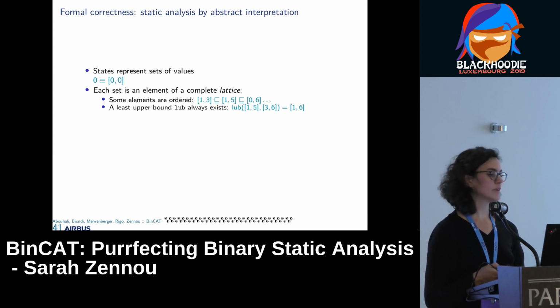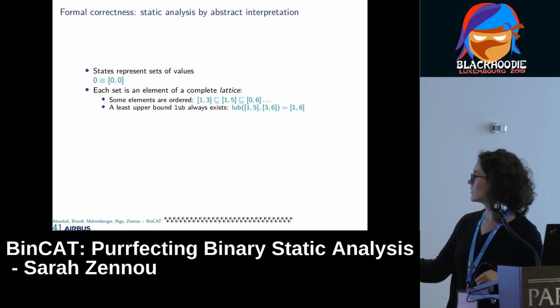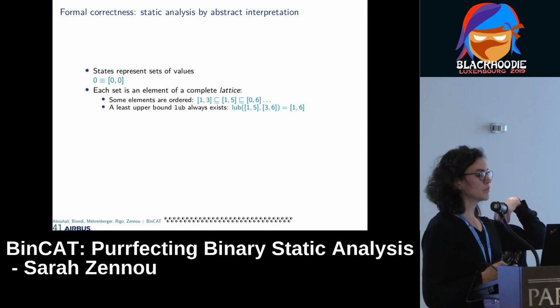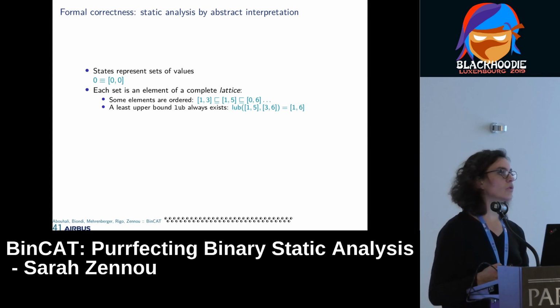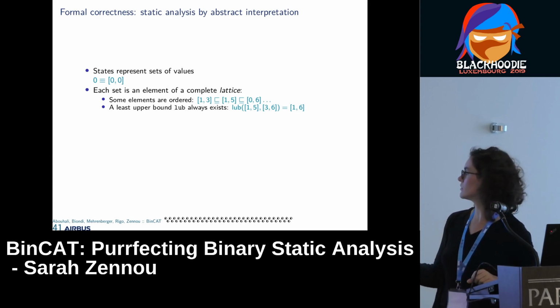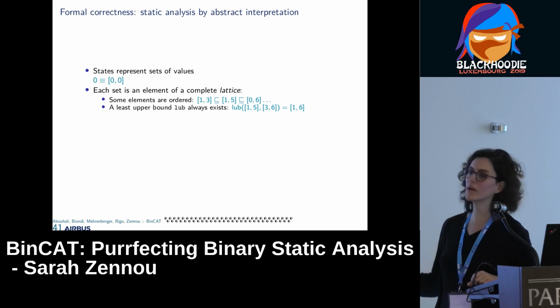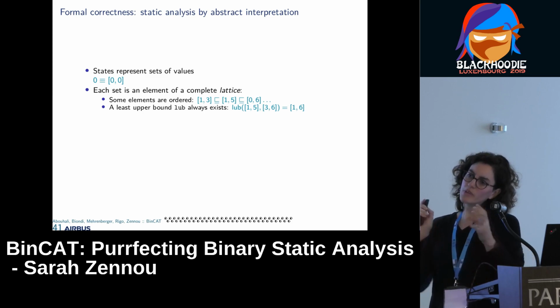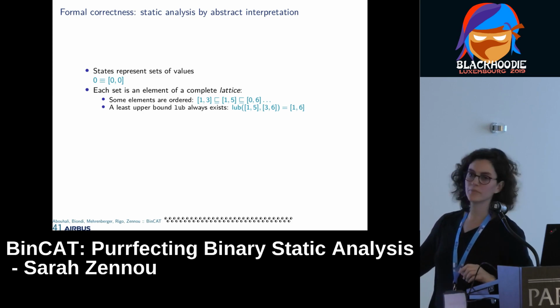order, which means that here you say that this one is less than this one because this one contains this one. You have a second property, which is that there always exists a least upper bound, which means for intervals that for any pair of intervals, you can find another interval that contains both, and which is the minimal one that contains both.